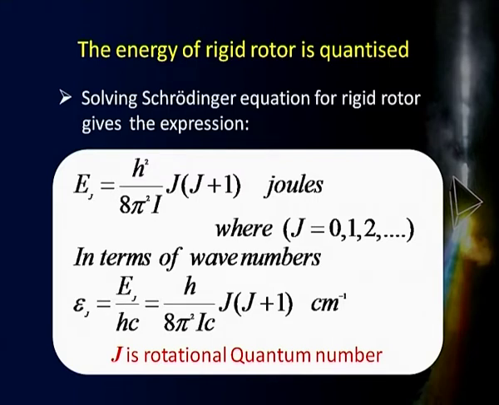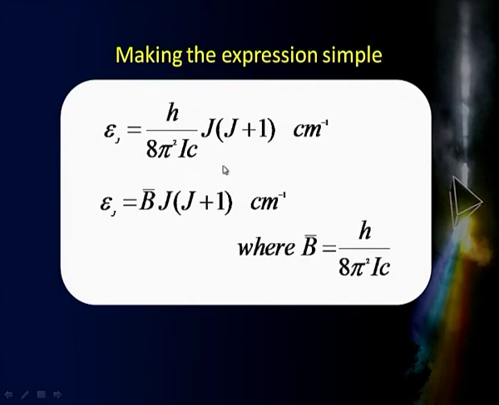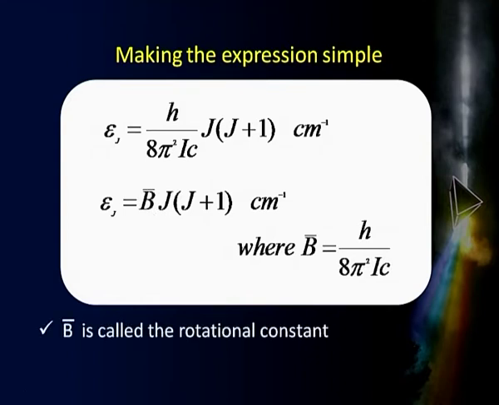Once we get this expression, what does it mean? Before we go further, let's try to make the expression a little simple. We had epsilon j equal to h by 8 pi square I c times j into j plus 1. The terms here, h, 8, pi square, I, the moment of inertia for a given molecule, are constants, and c is a constant. So, this whole thing is a constant, we call it B bar. B bar is called the rotational constant. Okay. So, our expression now becomes very simple: E j is equal to the rotational constant B bar times j into j plus 1 centimeter inverse.